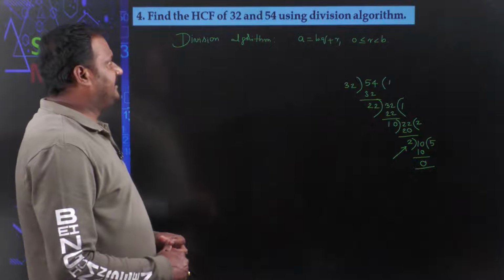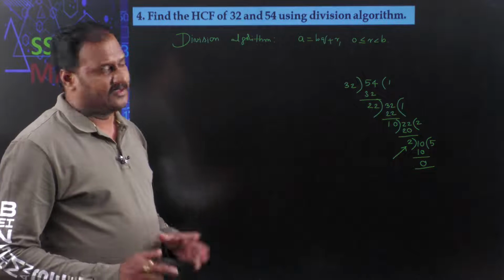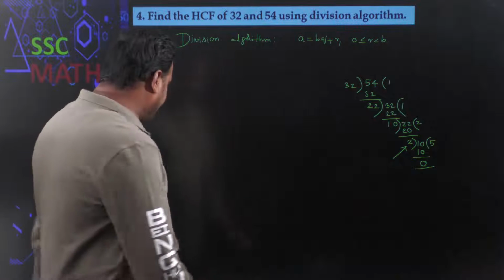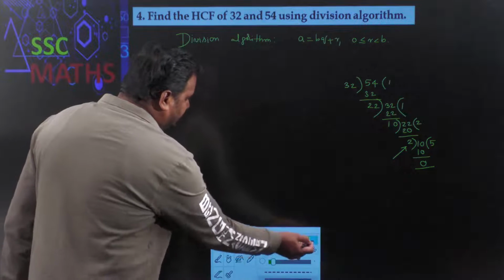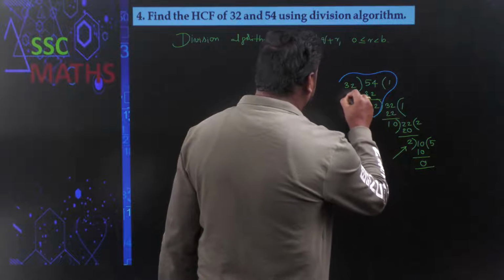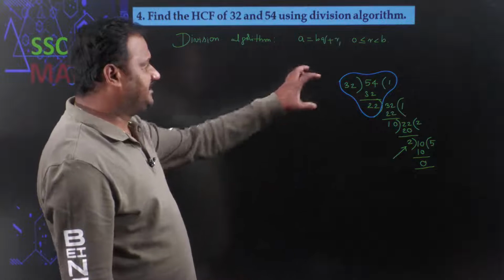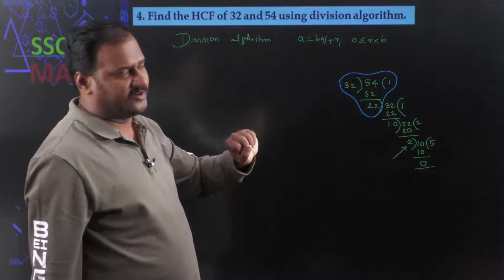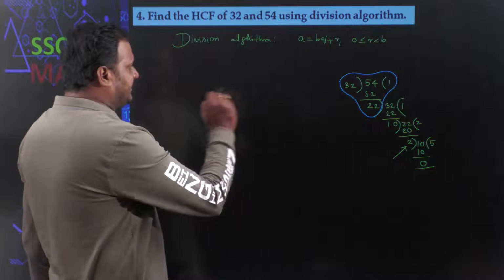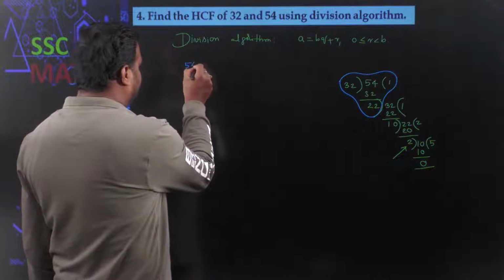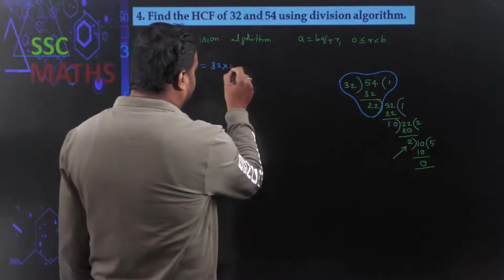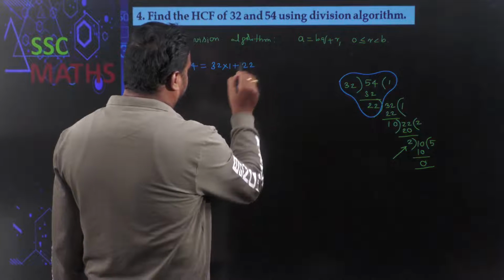Now how do you write them in division algorithm form? Please do remember how many divisions have been performed. This is the first division that is performed here. Correct? I am going to write that first division in division algorithm form. Dividend is equal to divisor into quotient plus remainder. Clear? So 54 is equal to divisor into quotient plus remainder, that is 22.